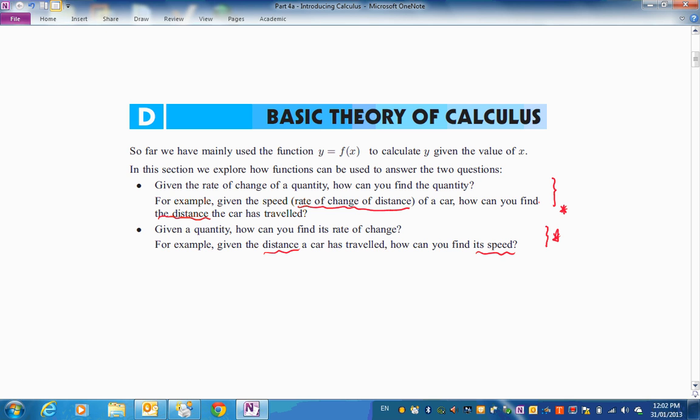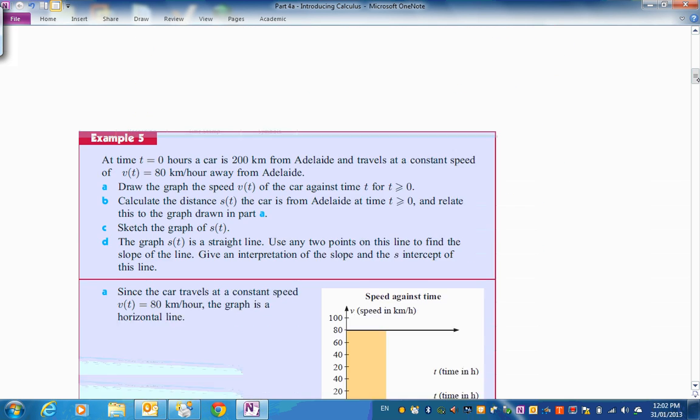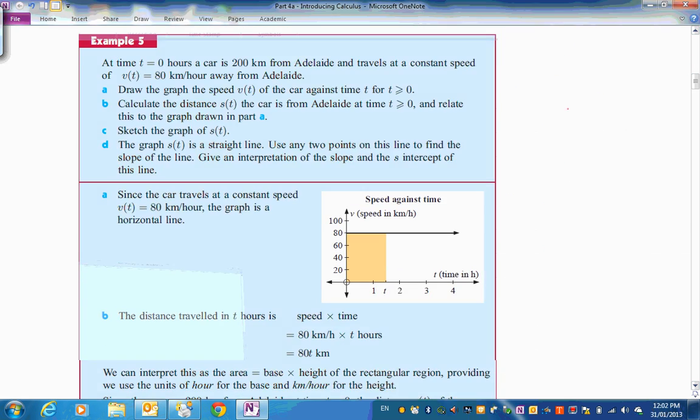You might say, well, gee, that sounds very simple to me. And it really is. Let's have a look at some, I suppose, more difficult situations we can get into with this distance idea and speeds of cars. So let's go down now and have a look at a problem. So here we are. We know that a car is travelling at a constant speed of 80 kilometres an hour. And at the moment it's 200 kilometres from Adelaide. Draw the graph of the speed of the car against time.